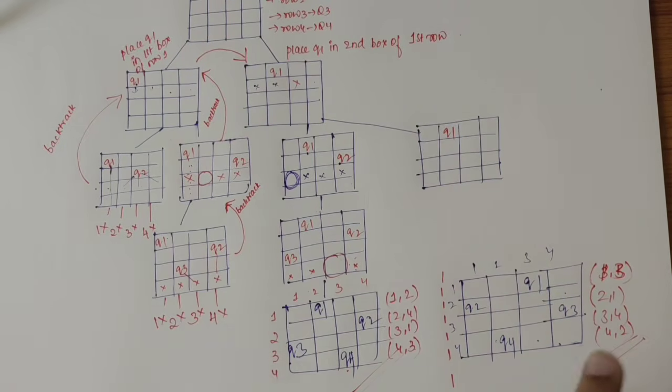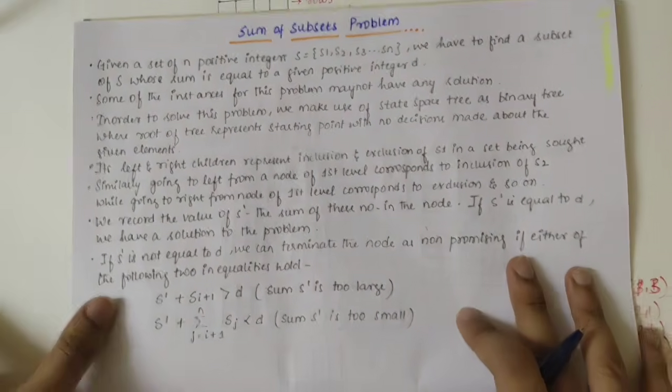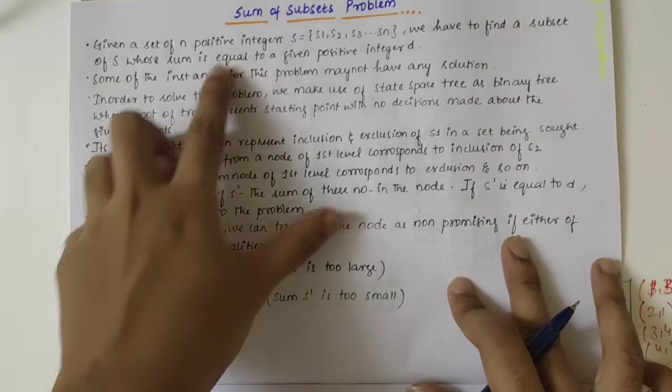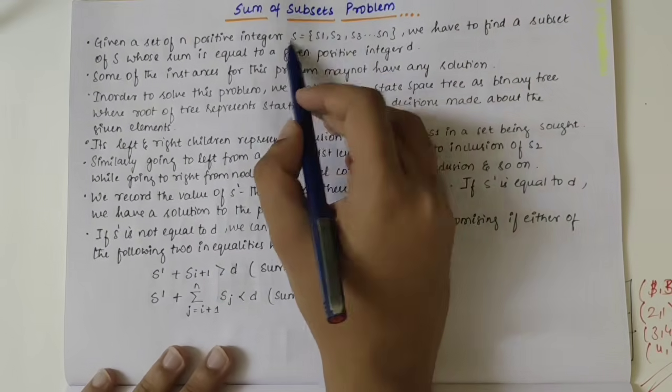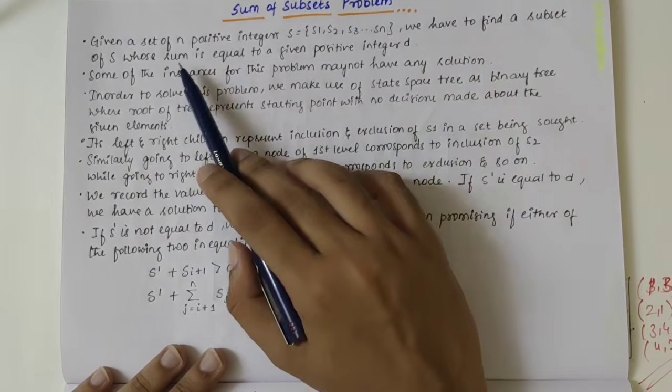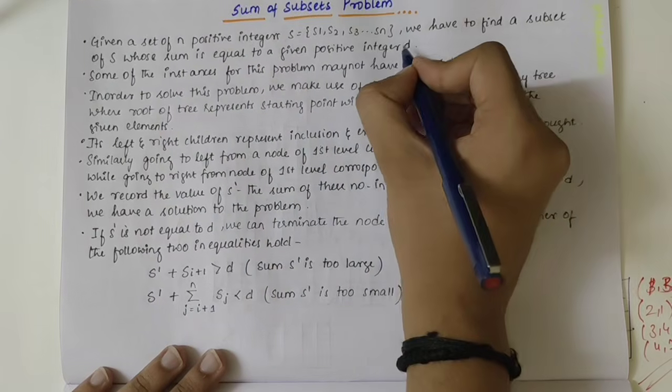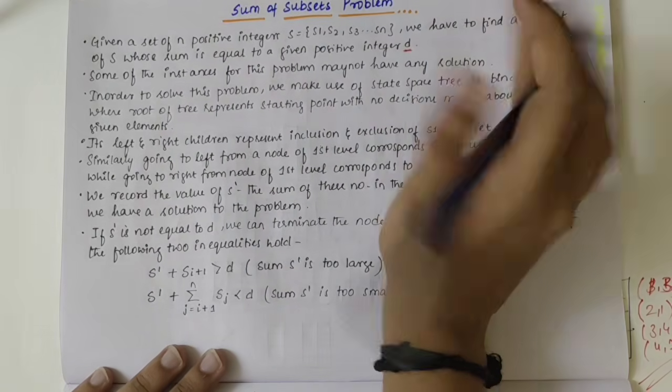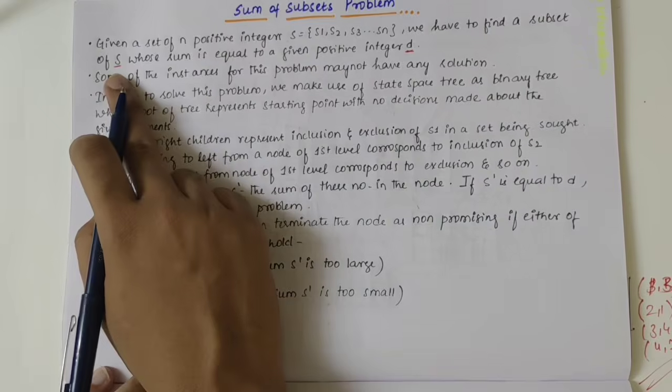So this was about the n-queens problem. Let's look into the sum of subset problem now. So here we have the sum of subset problem description. Given a set of n positive integers, S equal to S1, S2, S3, these are the positive integers we have. We have to find a subset of S whose sum is equal to a given positive integer d.